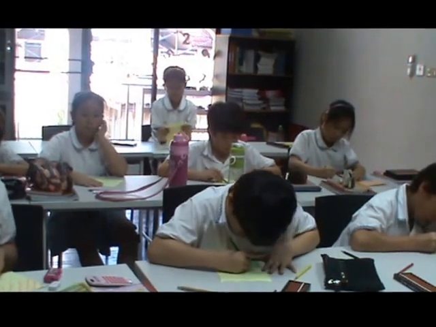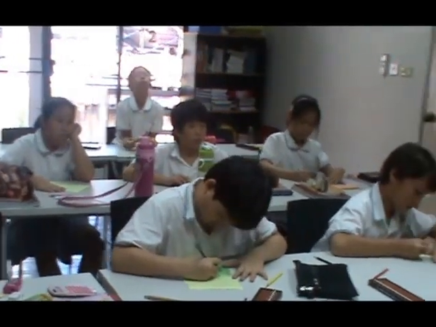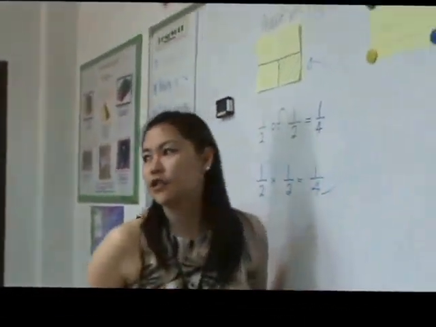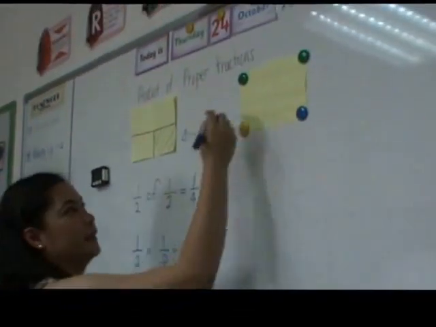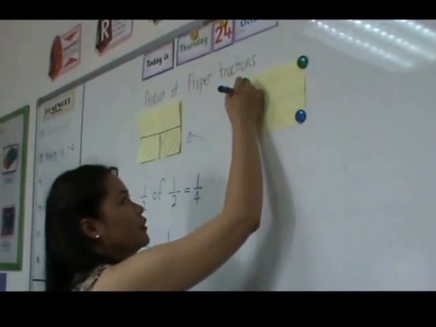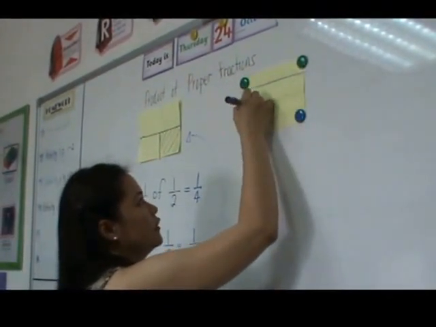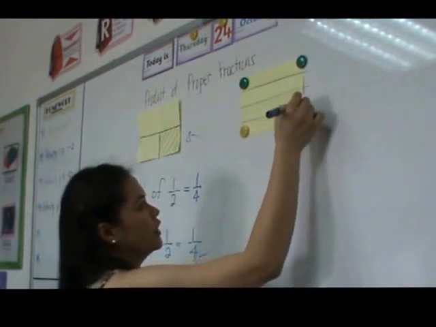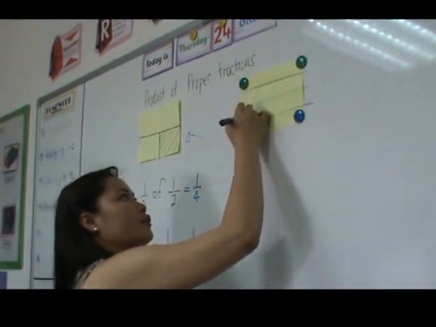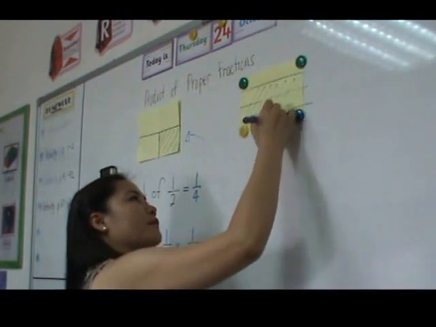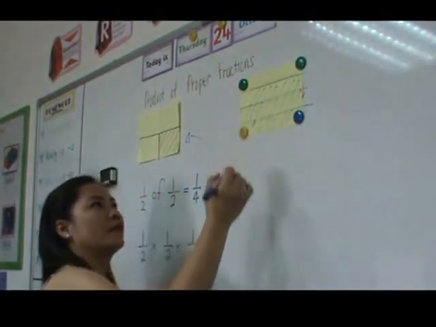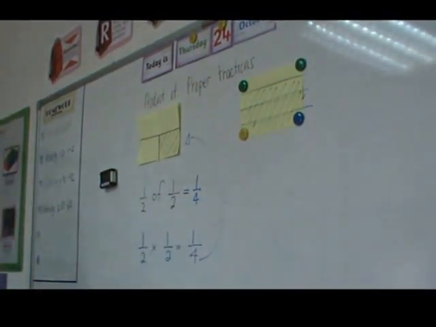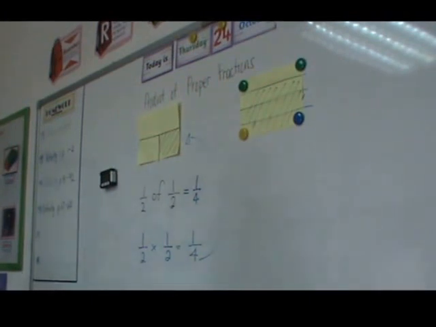Okay. I did it in 1, 2, 3, 4. So that's how I did it. So 1, 2, 3. So I will color the 3 out of 4. Okay? Now we need to get the 3 out of 4 of 1/2.